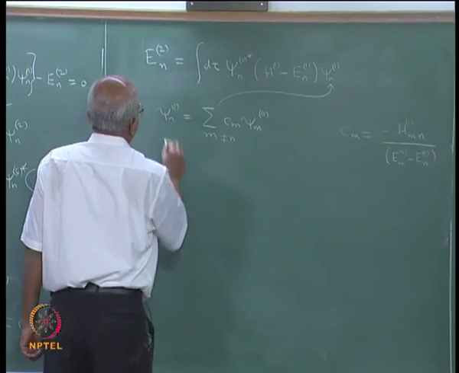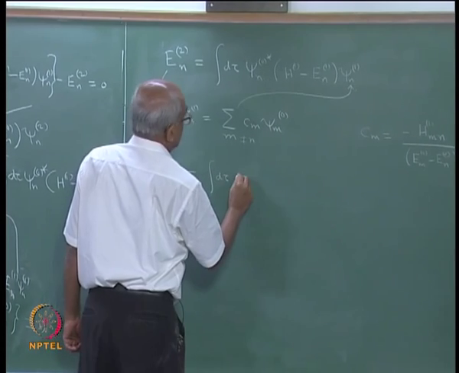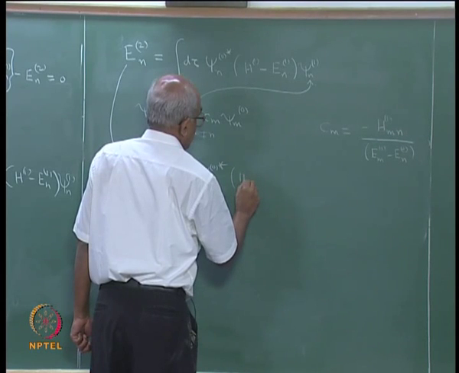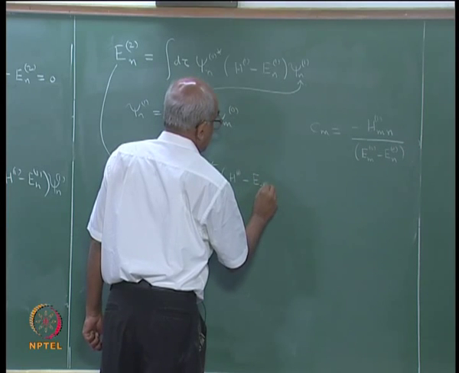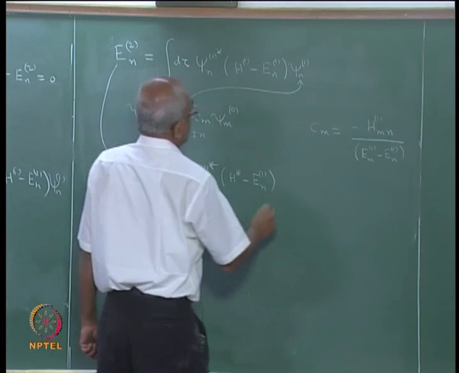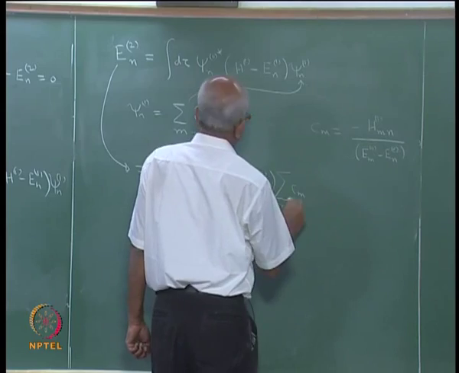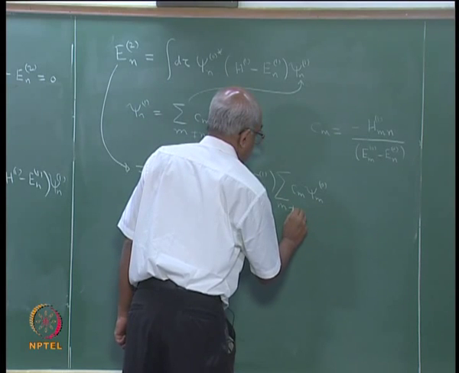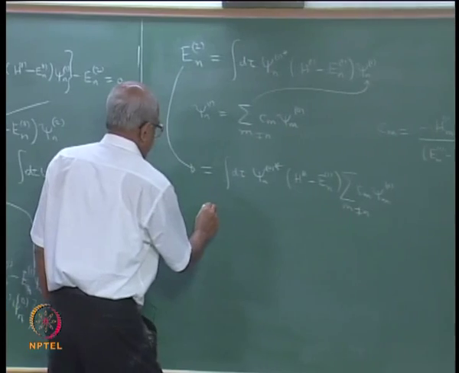So what will be my En2? En2 I will continue. It is going to be integral d tau, psi n0 star, h1 minus En1, summed over all values of m, Cm psi m0, m is not equal to n. Correct? Very simple things to do now.